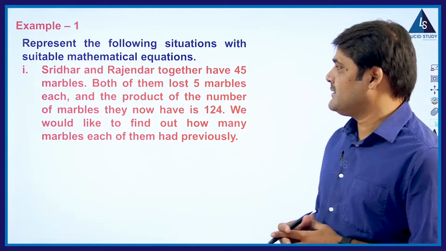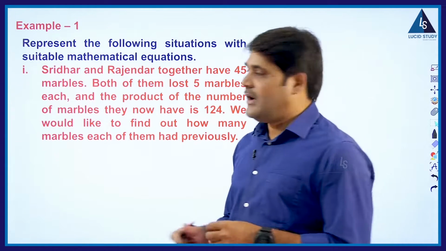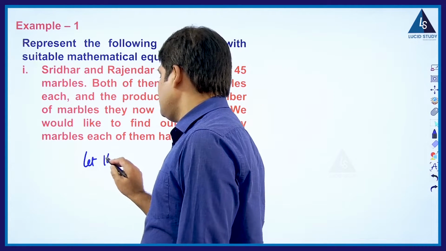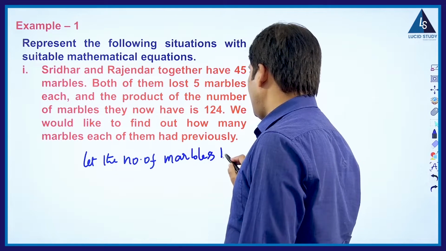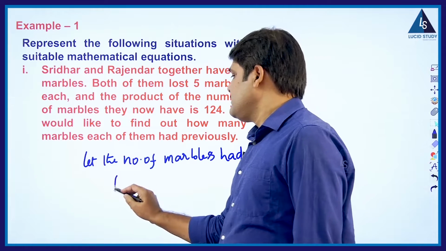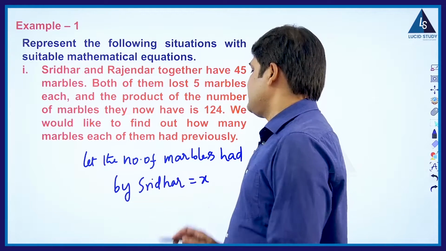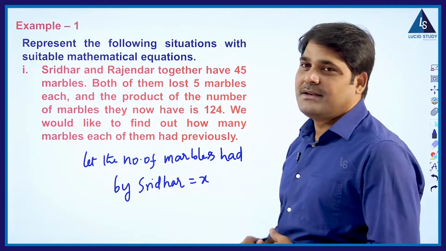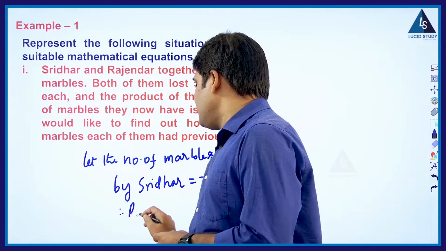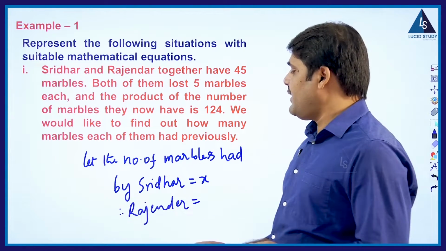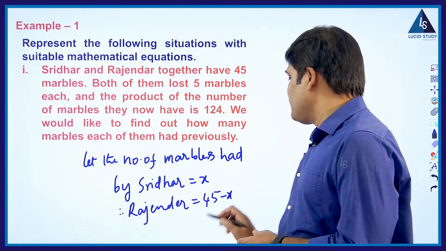So see, let us enter into this problem. Sridhar and Rajendra together have 45 marbles. So I will assume that let the number of marbles had by Sridhar is equal to x. Therefore, Rajendra, how many he will have? Both together 45. Therefore, the number of marbles had by Rajendra is equal to 45 minus x. Correct na?